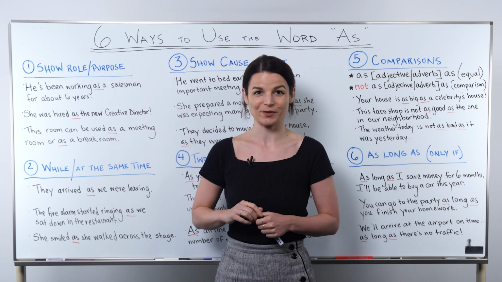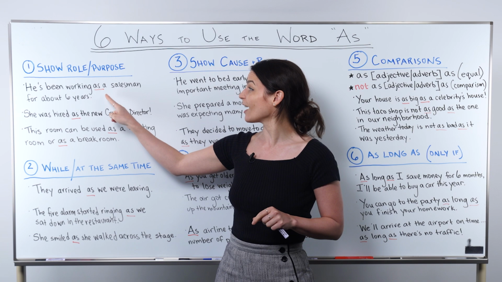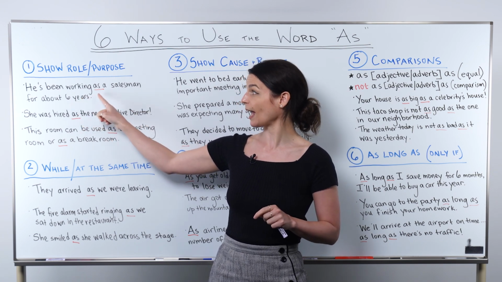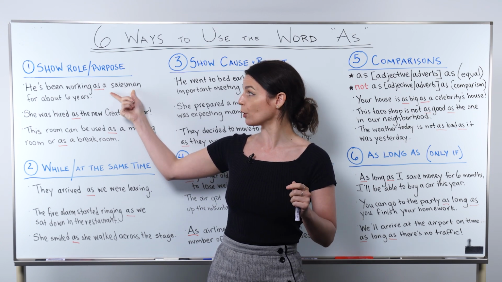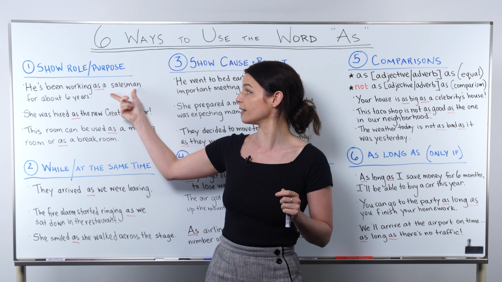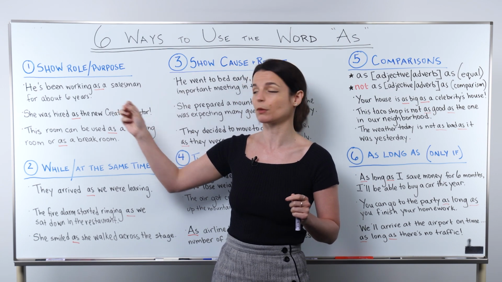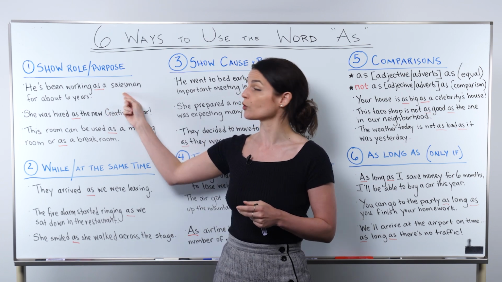Let's look at some examples. First, a job example. He's been working as a salesman for about 6 years. So this "as" comes before the job title. And in this case, we have our article before "salesman." We do this to show the person's role.